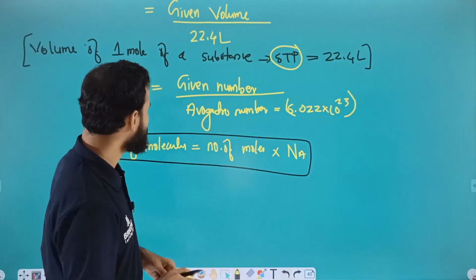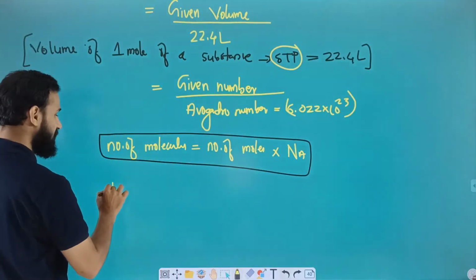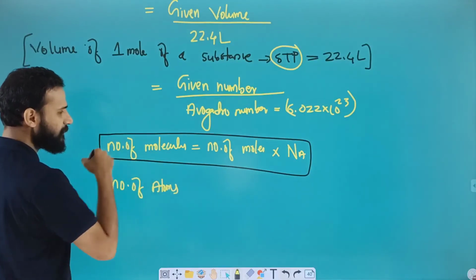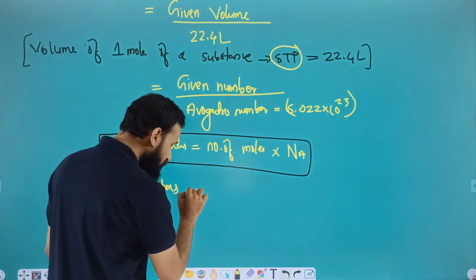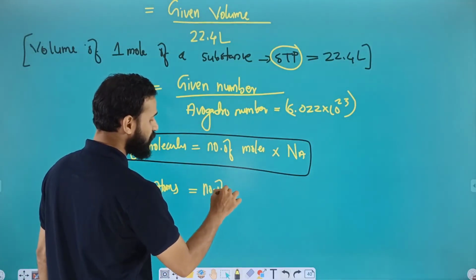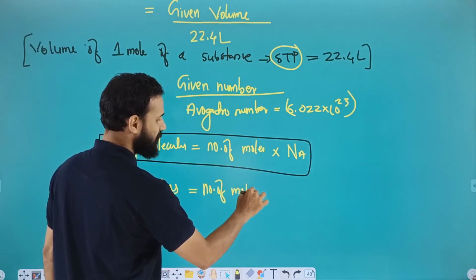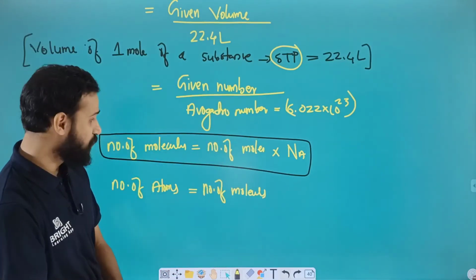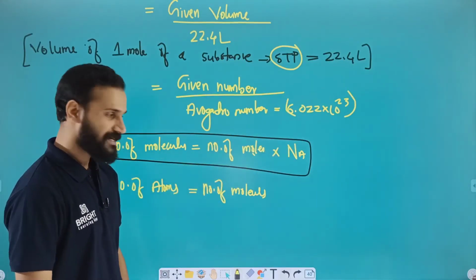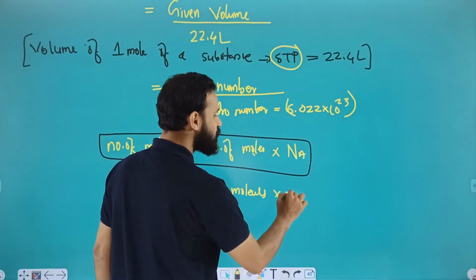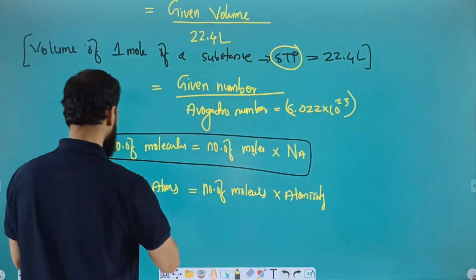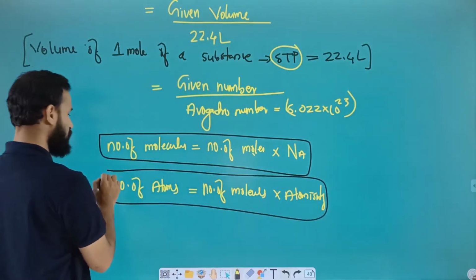Is it clear? Yes. And how to calculate the number of atoms? Number of atoms is equal to number of molecules into atomicity. How will we get the number of molecules? The number of molecules is obtained by number of moles into Avogadro number. This is the equation we can use to calculate the number of atoms.